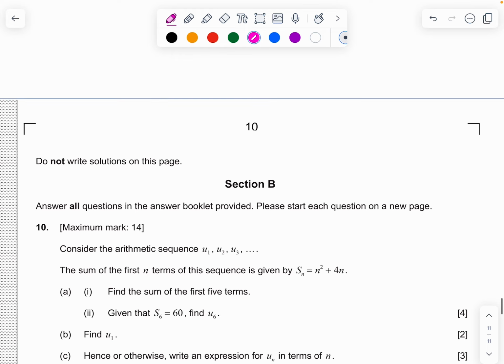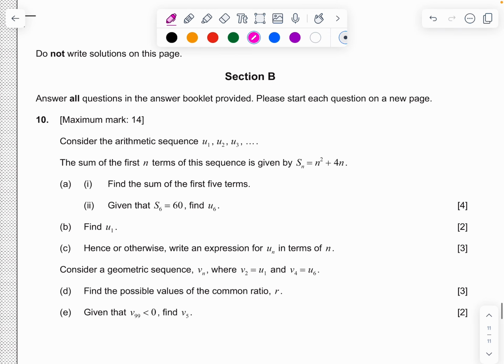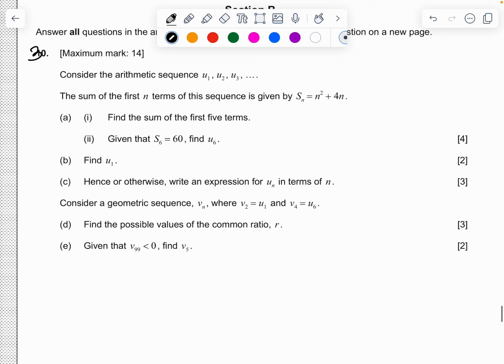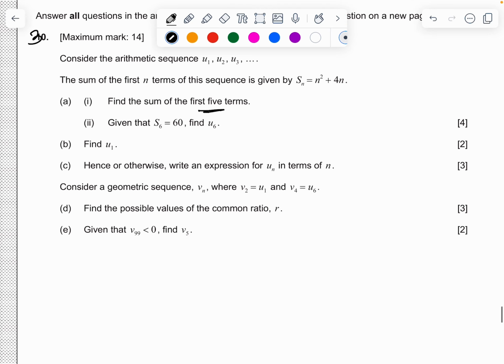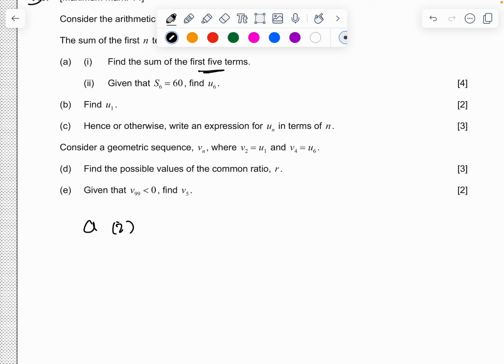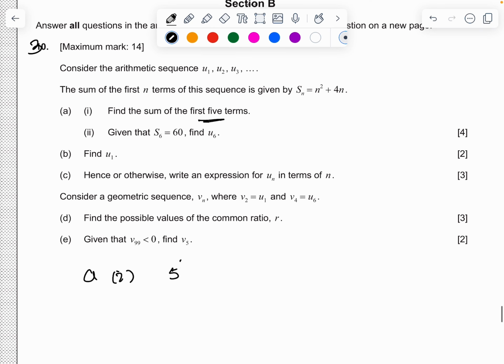Now, last question, question number 30. Consider an arithmetic series u1, u2, u3. The sum of the n terms of the sequence is given by Sn equals n square plus 4n. Find the sum of the first 5 terms. So for the first 5 terms, just substitute 5. So 5 square plus 4 times 5, 25 plus 20, which is 45.